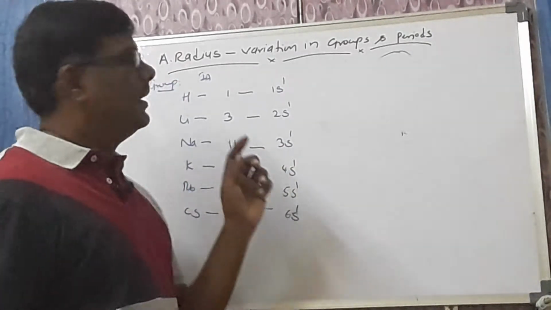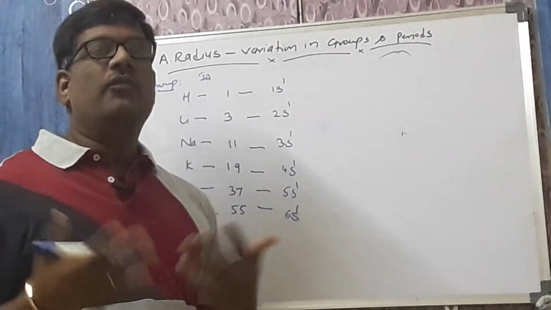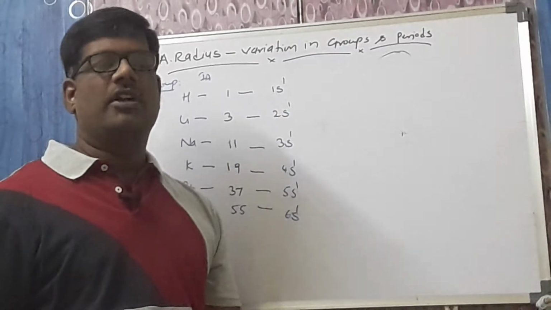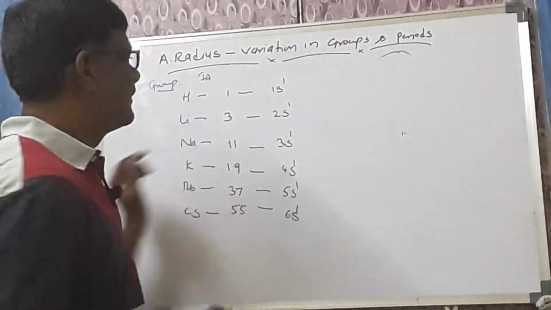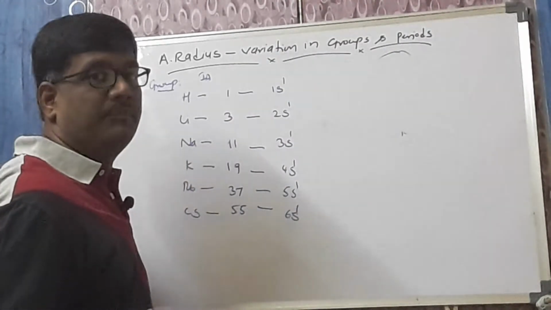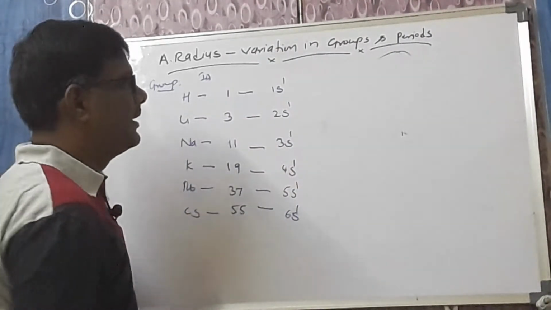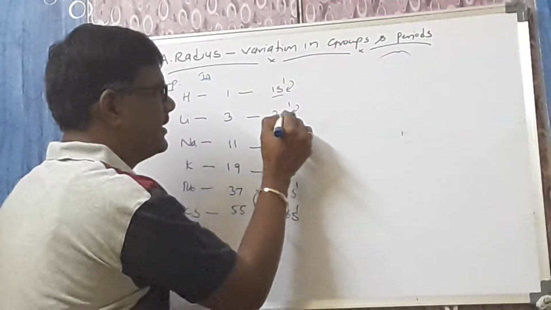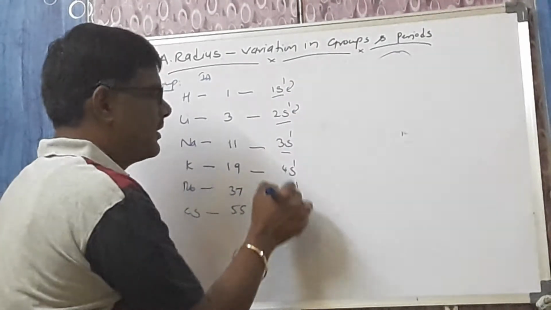Look at here. In a group, how do we have to move? In a group, we have to move from top to bottom. As we move top to bottom, look at here, atomic number increases rapidly. But the differentiating electron, the new electron, enters into a different principal quantum number.